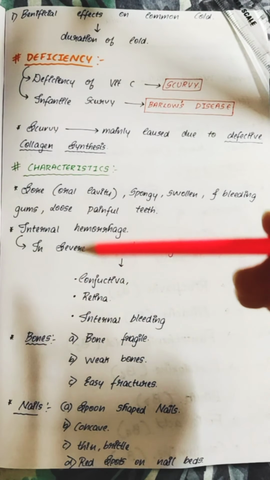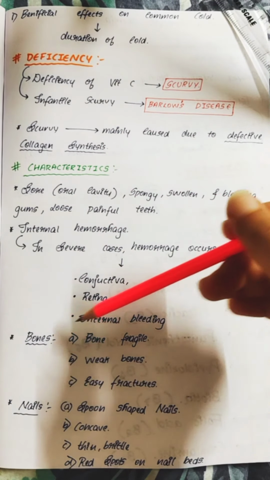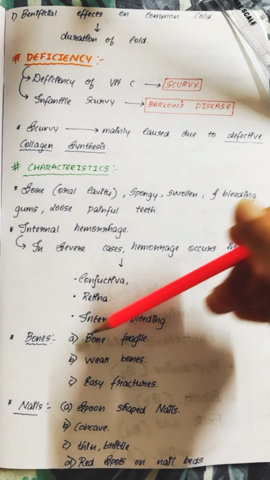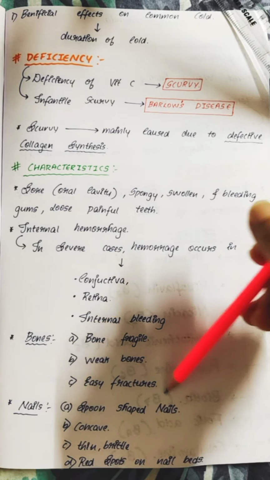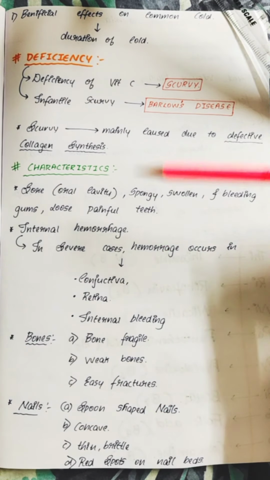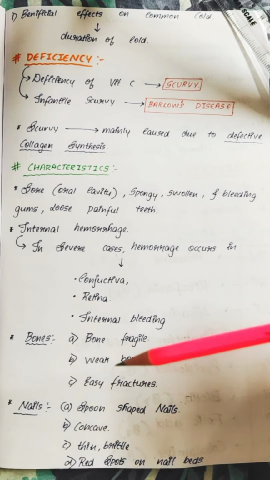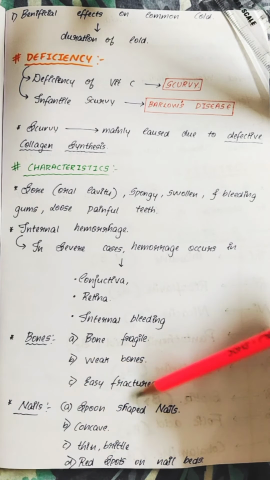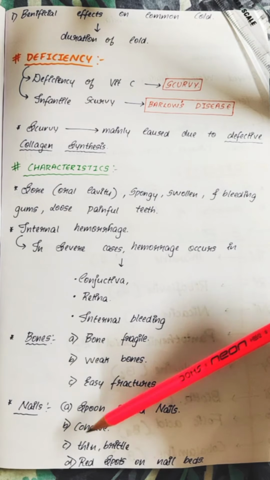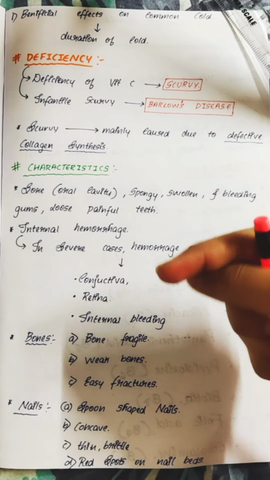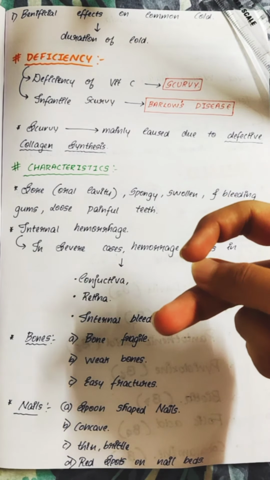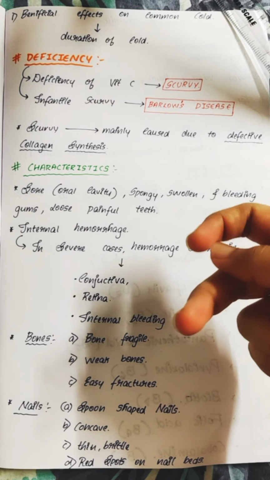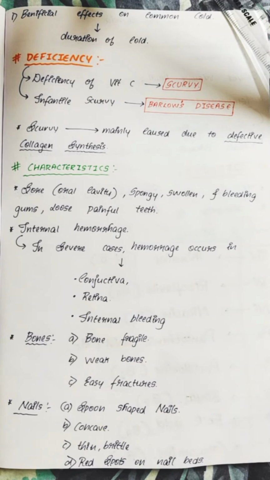In bones, how does vitamin C deficiency affect bones? It causes fragile, weak bones and easy fractures. These are some of the deficiency signs if there is a decrease in vitamin C concentration. In nails, what you can see: spoon shaped nails, concave nails, thin, brittle. Your nails will start to become brittle. You can see there will be red spots on the nail beds. So these are some of the important characteristics of vitamin C deficiency.